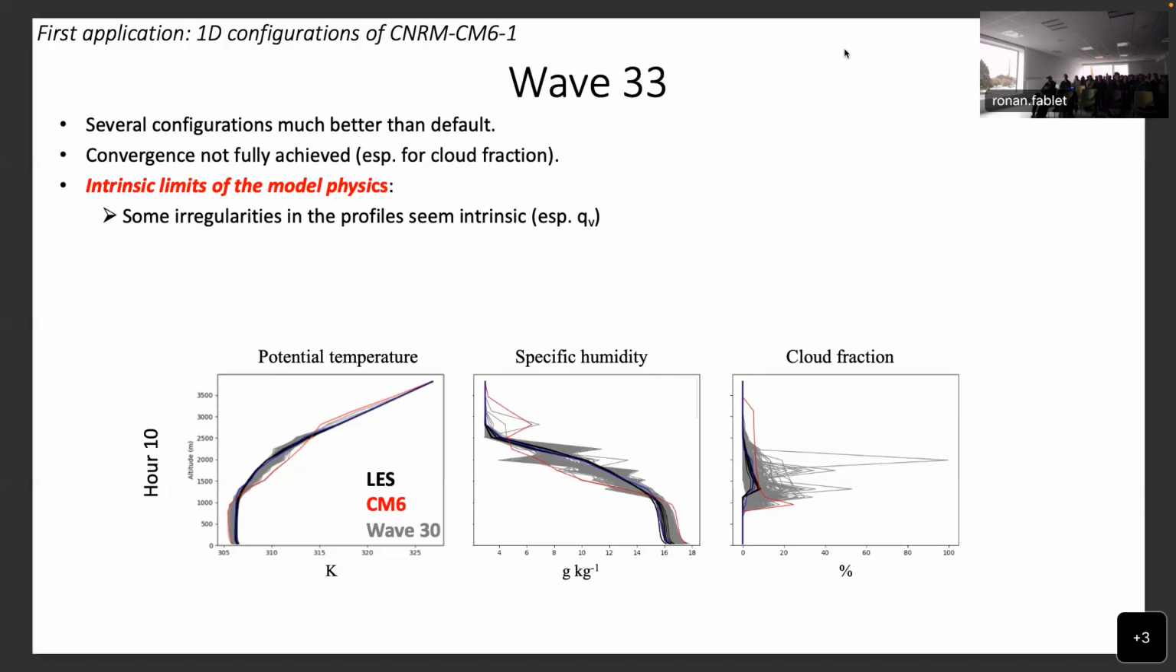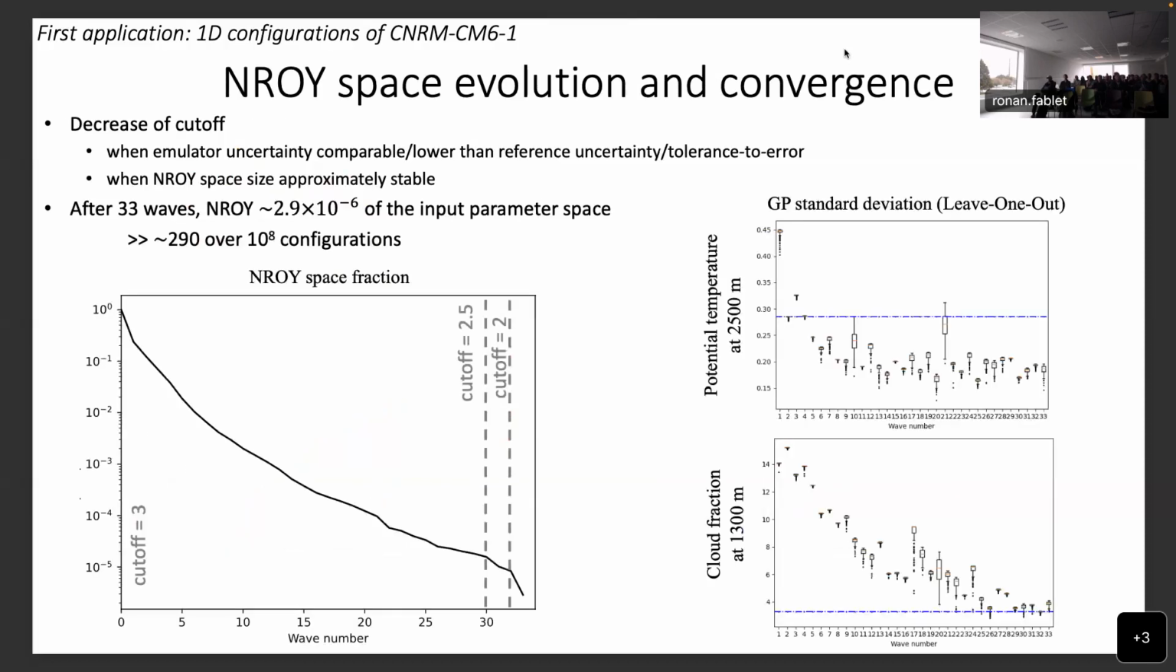And we see that we have probably some interesting limit of the model physics with these numerical instabilities in the profile of specific humidity. So that means that we need to work on the model physics itself and the way we discretize the equations in them.